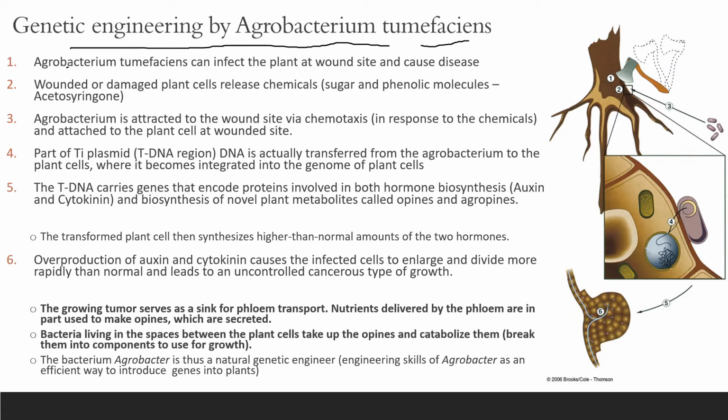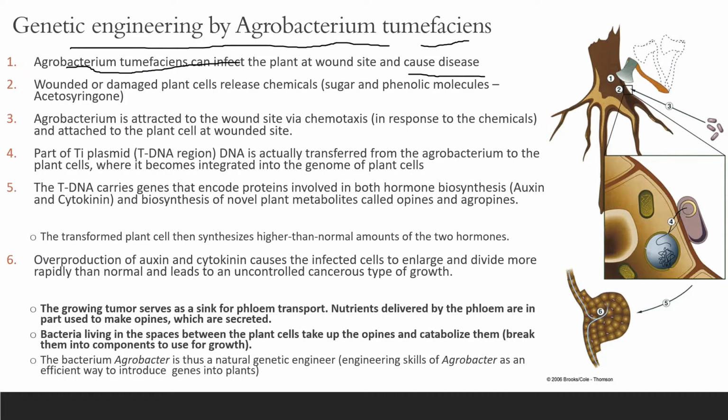Agrobacterium tumefaciens can infect plants at the wound site and cause disease. Wherever the plant is hurt, or wherever the plant releases certain toxins or chemicals, the bacterium gets attracted towards that area. Whenever these tumefaciens see that the plant is wounded and releasing certain chemicals known as phenolics, they get attracted to that part and get stuck to it.